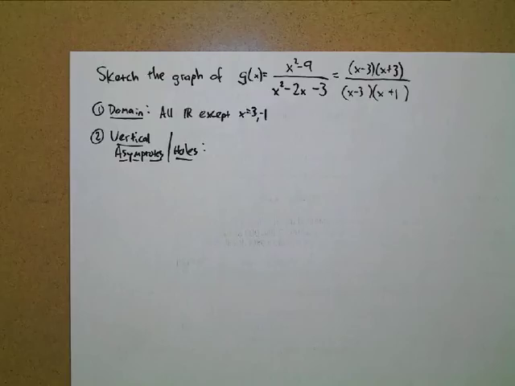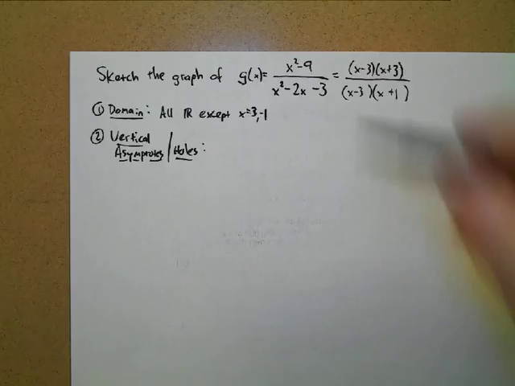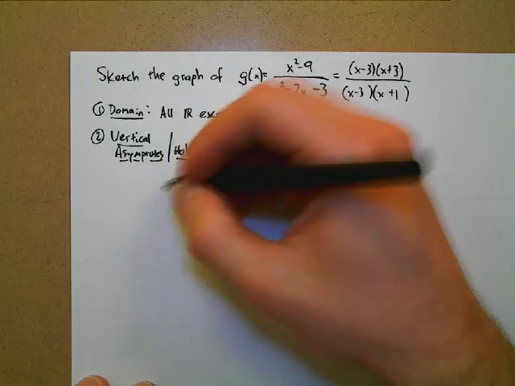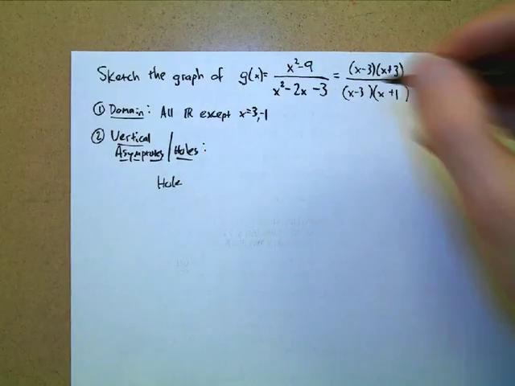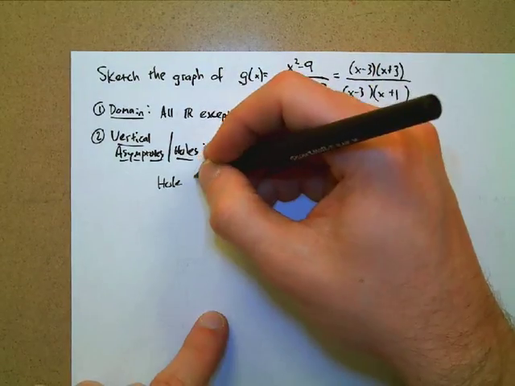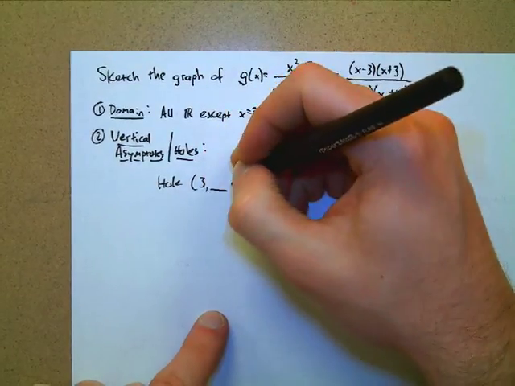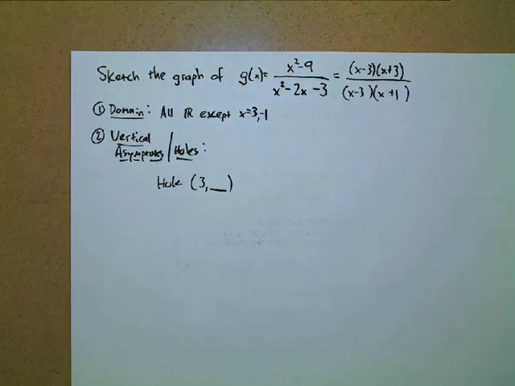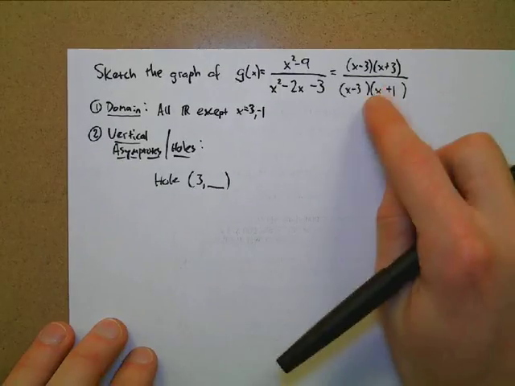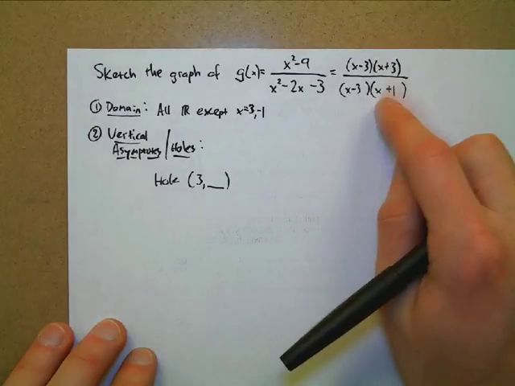The x plus 1, does that cancel out? No. So what does that mean happens at that x value? If it's not a hole, what's it got to be? It's got to be a vertical asymptote. Okay, it's a vertical asymptote at x equals negative 1. Okay, so we have that vertical asymptote. We have a hole because the x minus 3's will cancel.